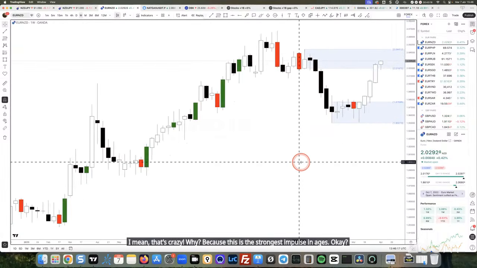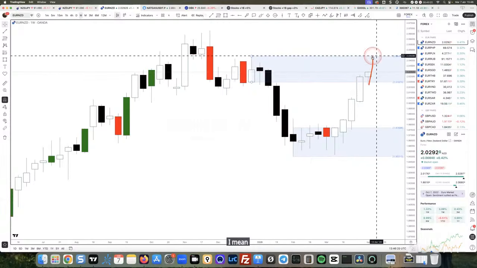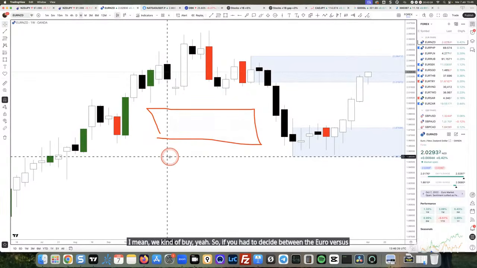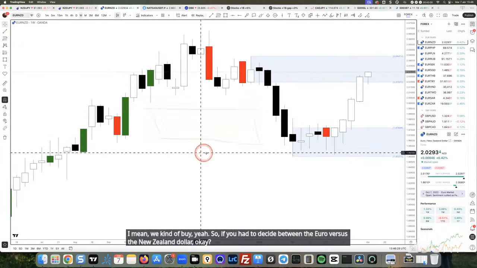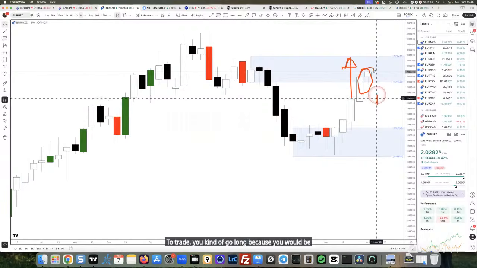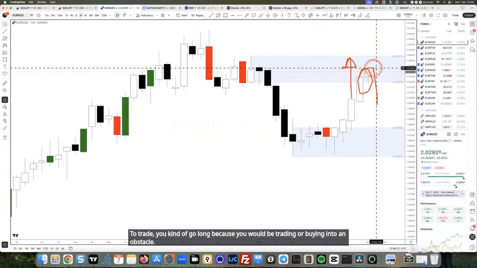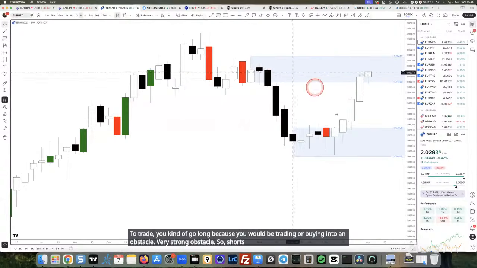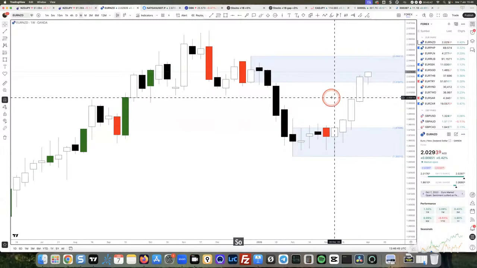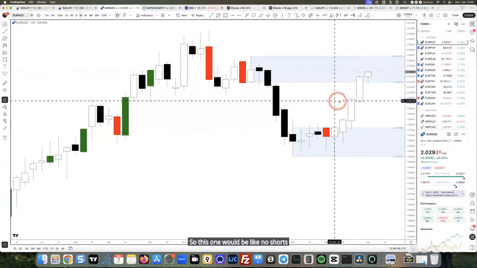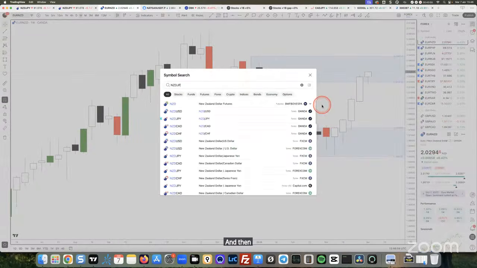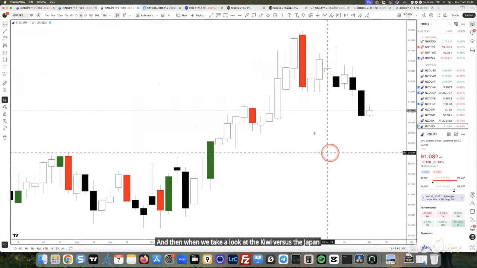Okay? So it is not that we kind of buy here. If you had to decide between the euro versus the New Zealand dollar to trade, you kind of go long because you would be trading or buying into an obstacle, a very strong obstacle. So shorts, no, because it's not trending down for now, and there's no sign of bearishness here. So this one would be no shorts because of what I said, and no longs because an obstacle is right overhead.